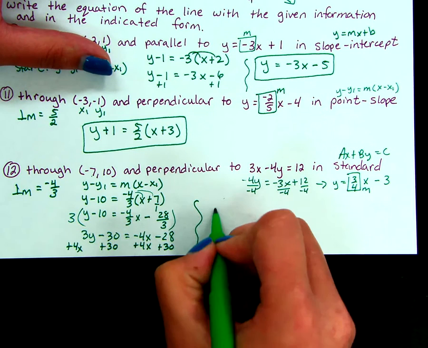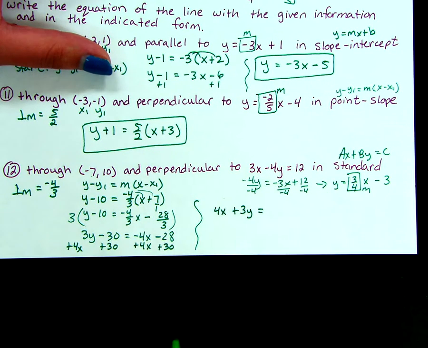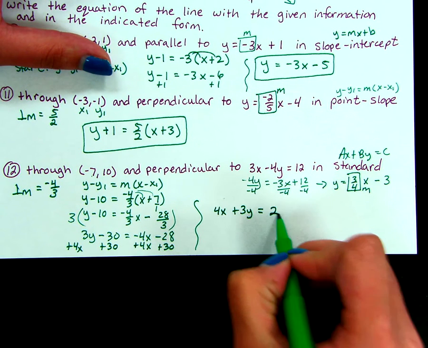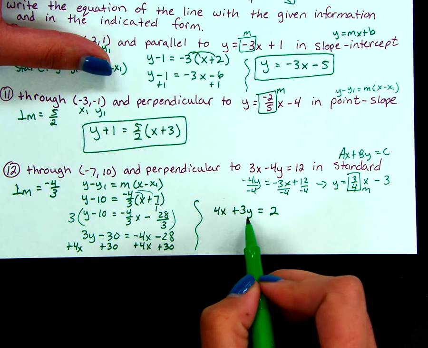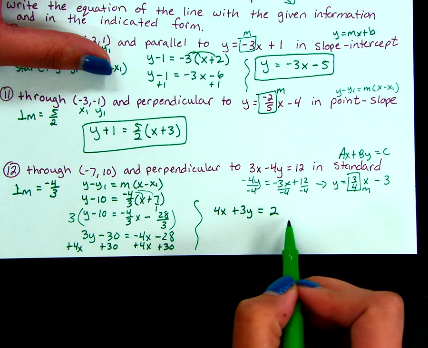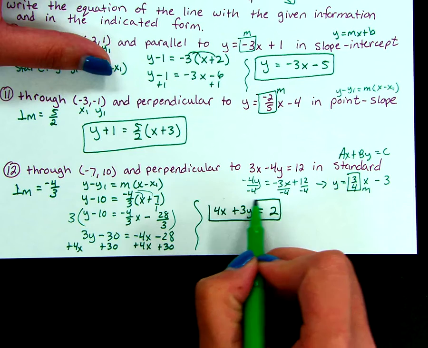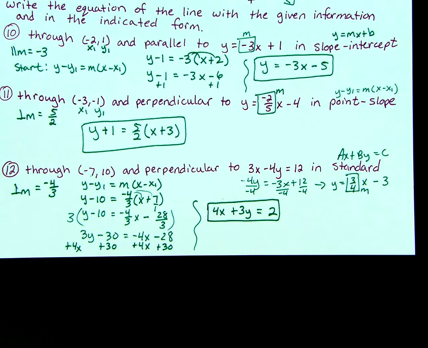Now we have 4x plus 3y equals, and then negative 28 plus 30 gives us a positive 2. As I'm looking at this, x and y are on the same side, we don't have any fractions, and our x term is positive. So this is going to be our final answer for this problem. And that is also going to conclude section 4.